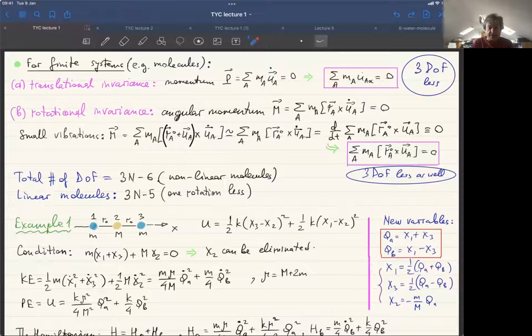And I have prepared also a few nice examples of how to solve the classical vibrational problem for both finite and crystalline systems.